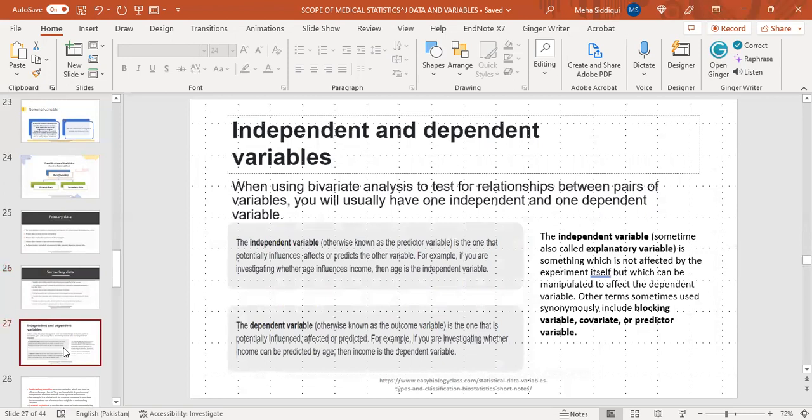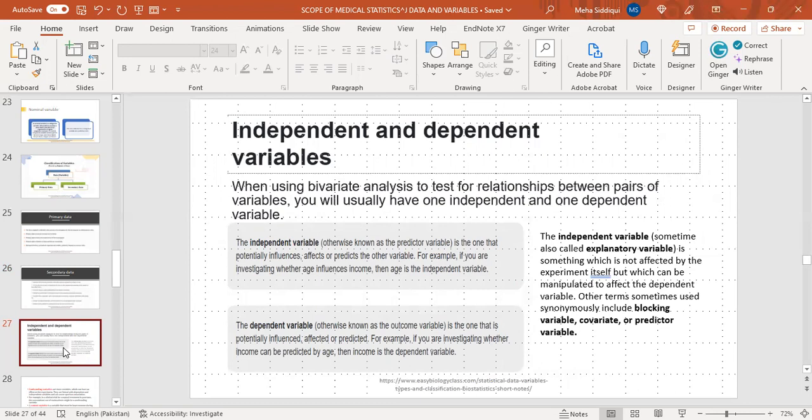These are other types: independent and dependent variables. When we are using bivariate analysis to test for relationship between pairs of variables, we will usually have one independent and one dependent variable. Now, what is an independent variable? It is the one that potentially influences, affects, or predicts the other variable. For example, if you are investigating whether age influences income, then age is the independent variable.